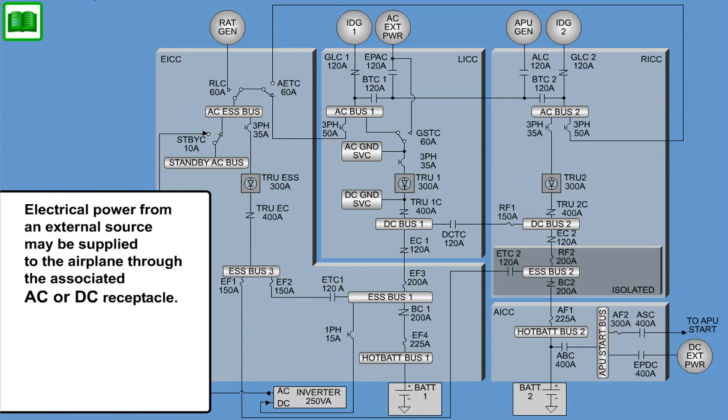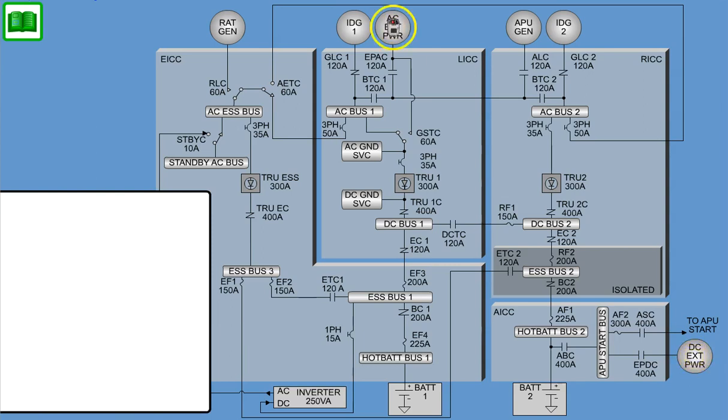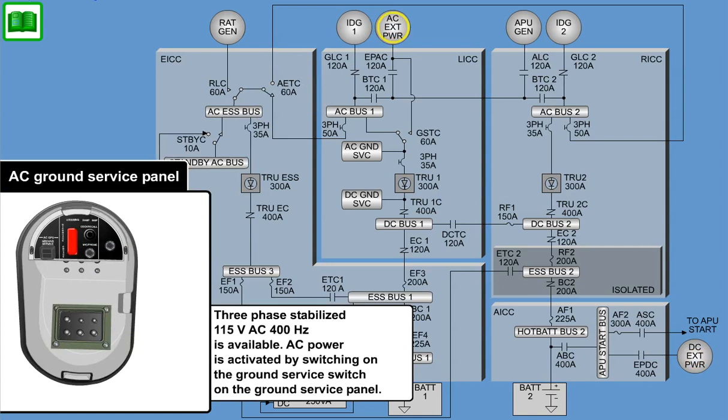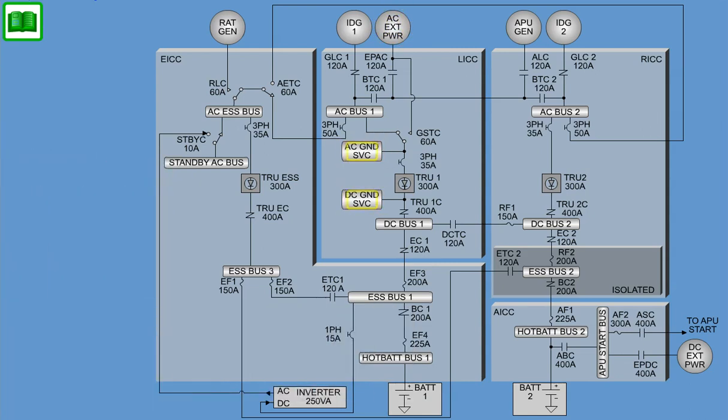Electrical power from an external source may be supplied to the airplane through the associated AC or DC receptacle. Three-phase stabilized 115 volts AC 400 Hz is available. AC power is activated by switching on the ground service switch on the ground service panel. The operation status is indicated by illumination of the avail or in-use lamp. AC and DC ground service buses are powered independently of the other buses.